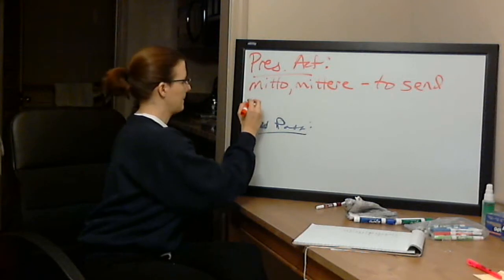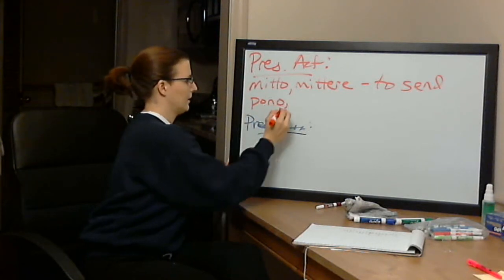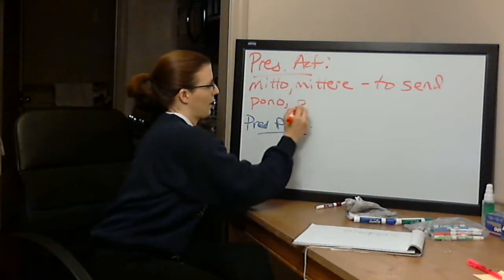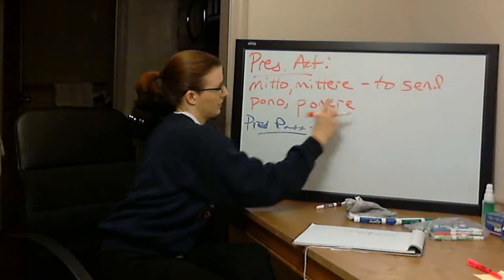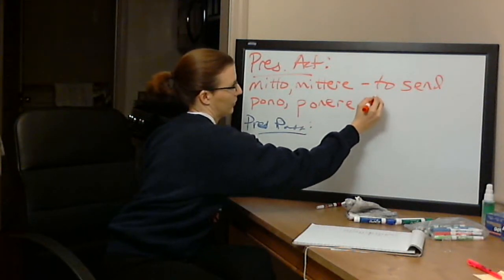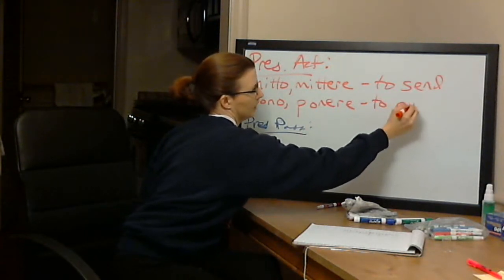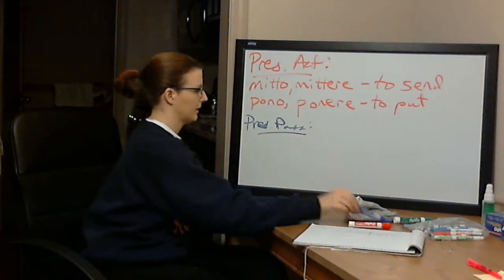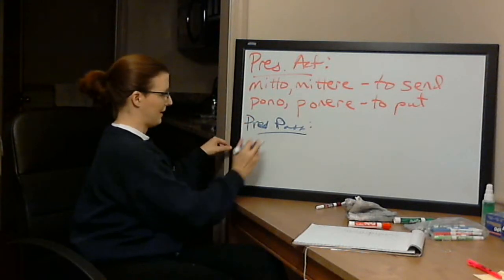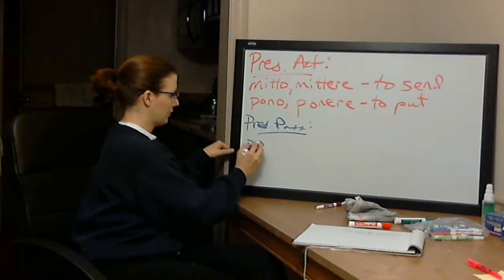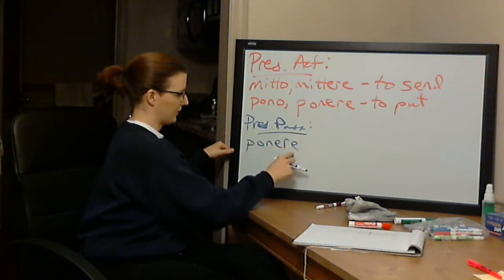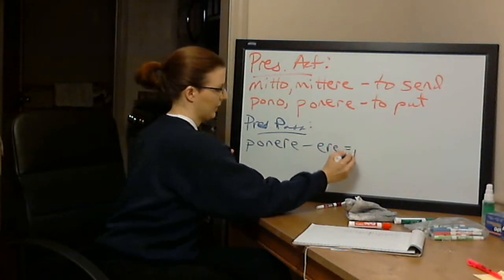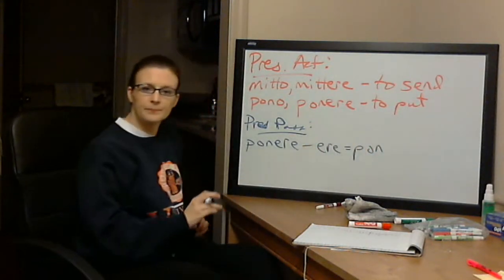If I have something like pono, what's that second principal part? What's that present active infinitive? So it's ponere with a short ere. And that, of course, just translates as to put or to place. Here's where it gets weird. When we go to a present passive infinitive, instead of just going to the second principal part and dropping just the E, we're actually going to drop the ERE entirely. So we just get pon.